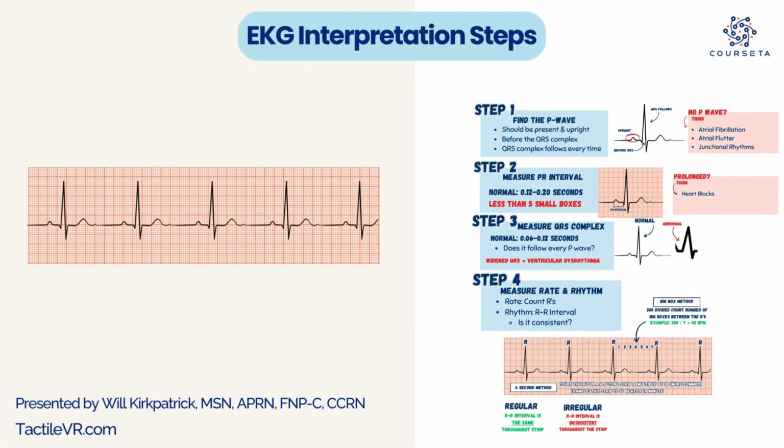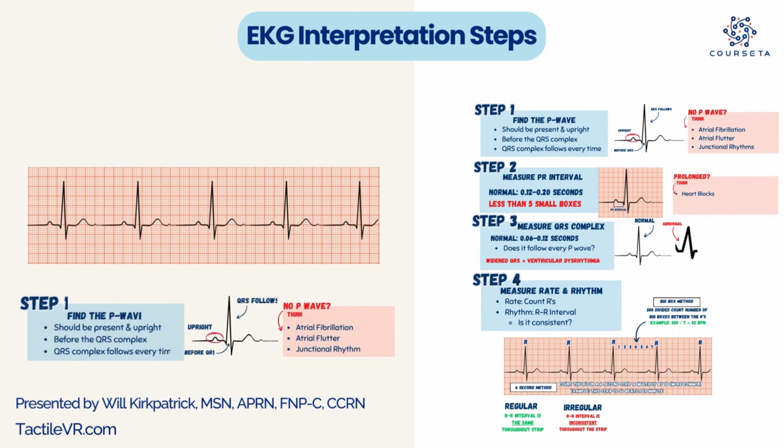There are 4 steps to interpret an EKG. Step number 1, let's start with the P wave. We want to find if there is a P wave. Now, you may know that atrial fibrillation, one of the most commonly talked about rhythms, doesn't have a P wave, so we always start with the P wave here. So we want to look and see if there is a P wave, and the P wave should be present and upright in every single QRS complex, and it should be before the QRS complex.